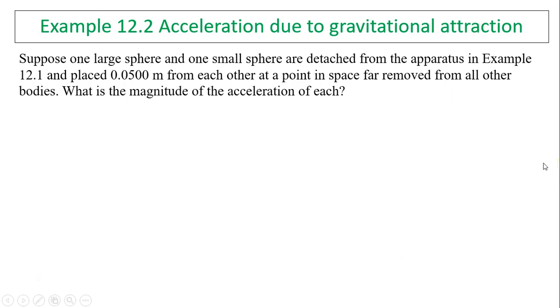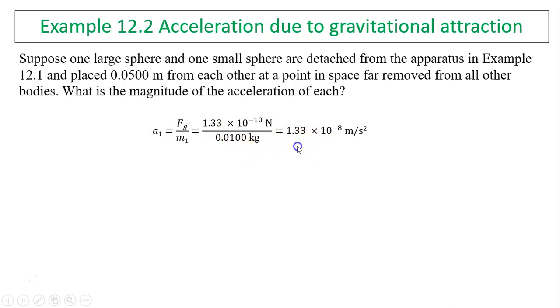Acceleration due to gravitational attraction. Example: suppose the large sphere and small sphere were detached and placed in outer space, far removed from all other bodies. What is the acceleration of each? We already know the two spheres placed the same distance apart have an attraction force of 1.33 times 10 to the negative 10 newtons. To find acceleration, we use Fg over m.